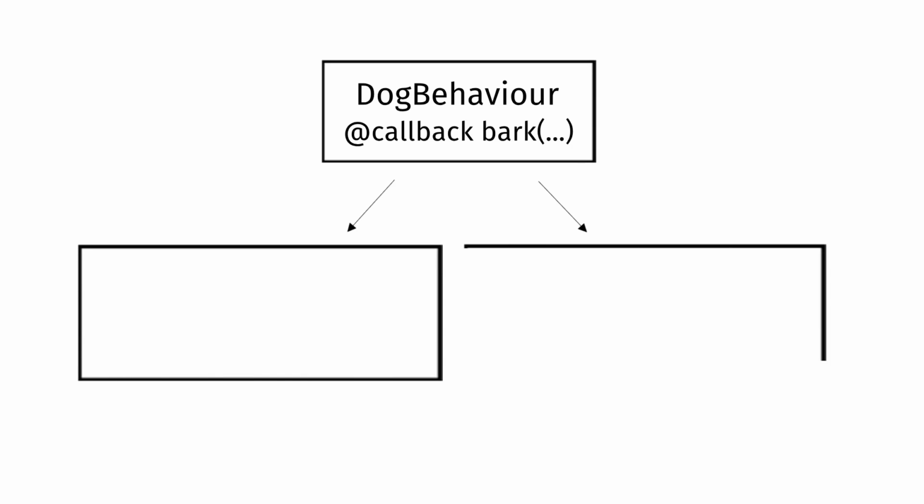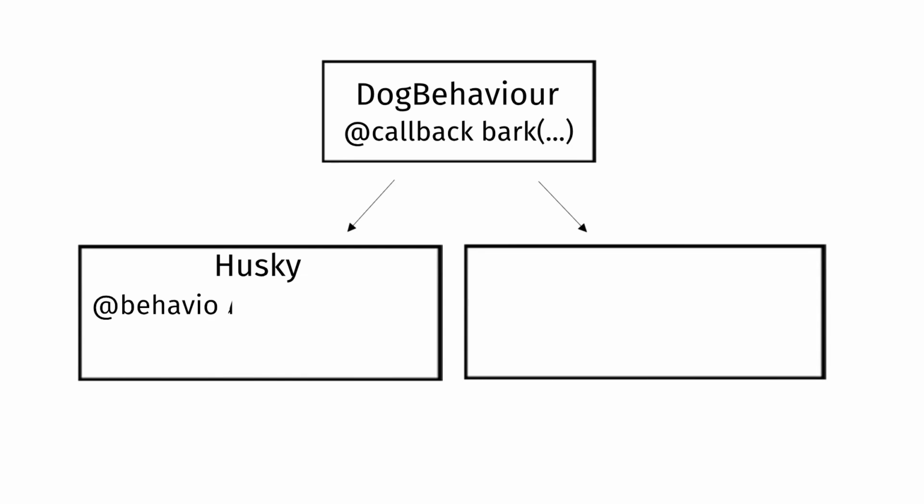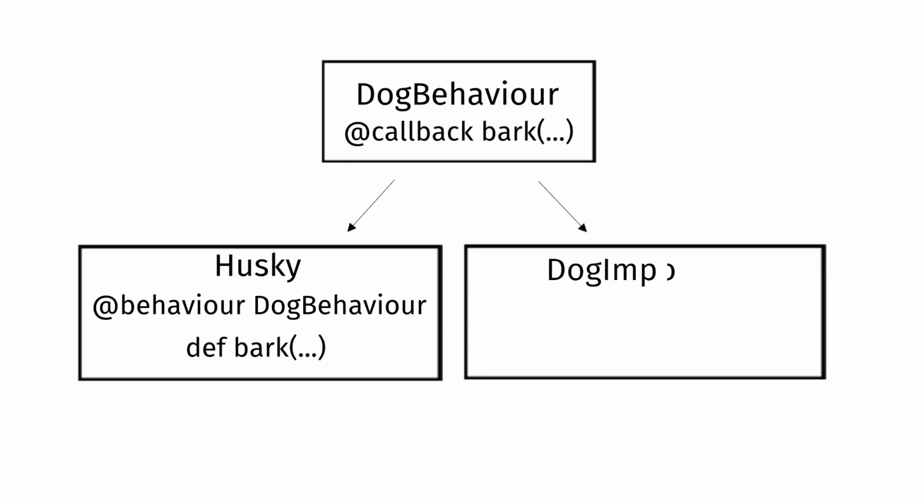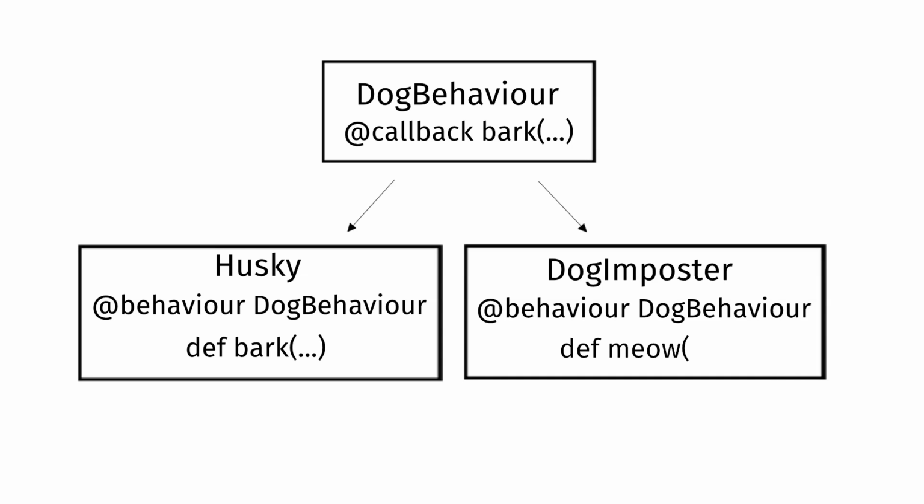Inside a module, define all the required functions using the callback attributes. In other modules that want to implement the behavior, add the behavior attribute and implement the functions. Behaviors bring compile time verification that modules implemented the required functions.